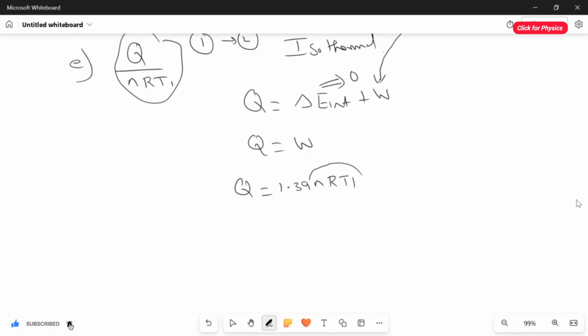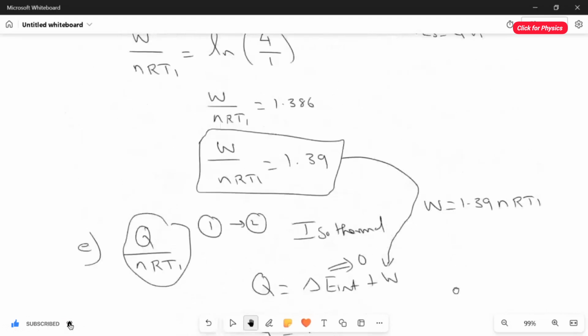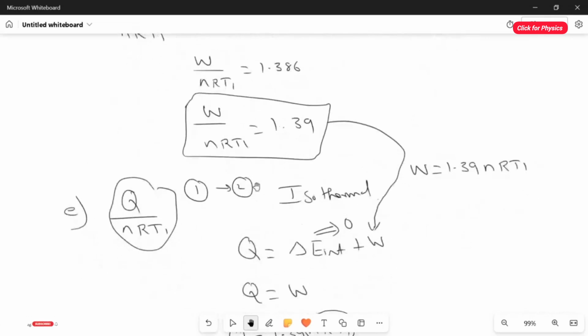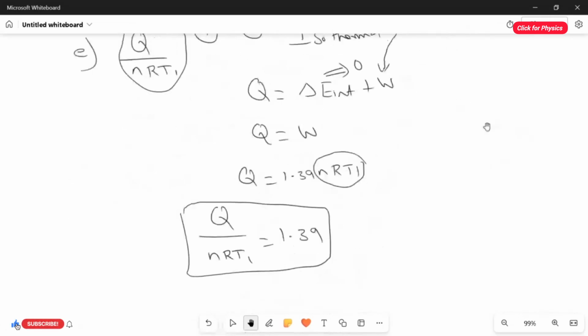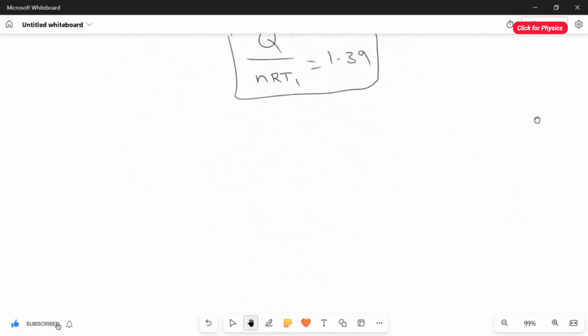So I can move this term to the left hand side of the denominator. Therefore, Q over N R T1 is equal to again 1.39. So this is the answer for part E. Clear? Because in part D also we found the answer for work done for the isothermal. In part E also it is the same isothermal curve, so we can take the answer from the previous part. Clear? Okay.